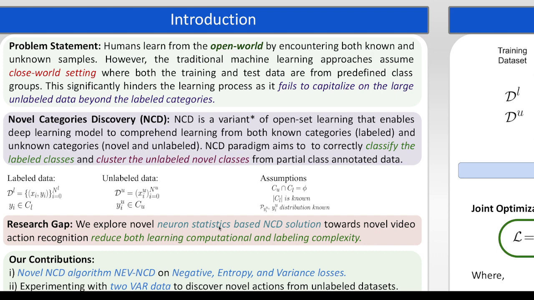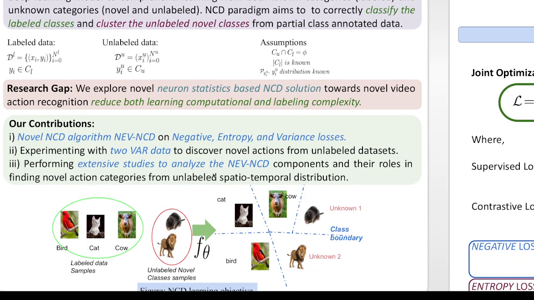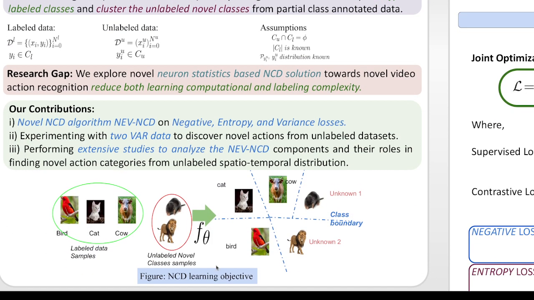Alternatively, the emerging research of NCD, namely Novel Categories Discovery, facilitates learning frameworks to classify known classes and distinguish novel classes from realistic data containing samples from both novel and known classes. Here is a simplified objective for novel class discovery. The learner network function aims to categorize known classes and the two novel classes in separate regions.